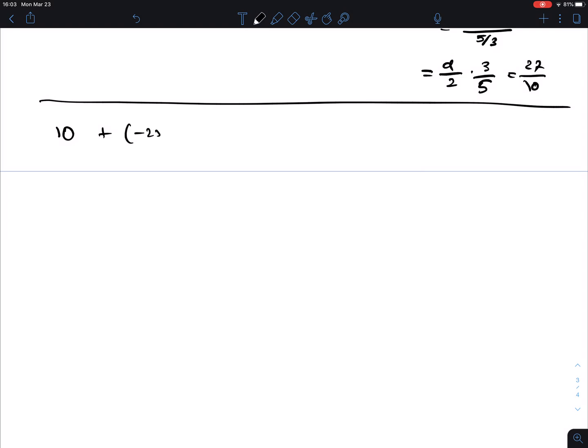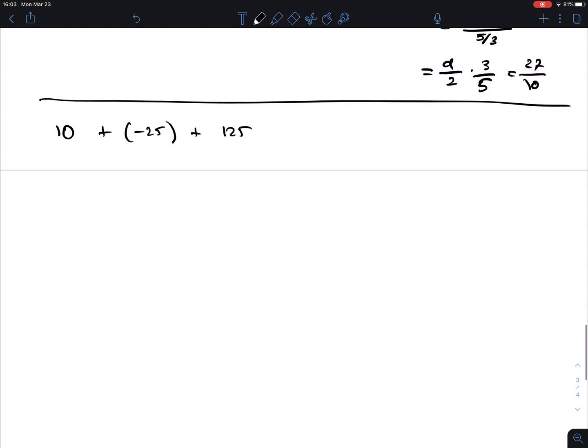Plus minus 25 plus 125 over 2 plus minus 625 over 4 and so on. Let's see what we have here. Again, I'm claiming, and this is something you have to just take on faith, that this is a geometric series. And so we can now write down what A is, and the main question is what is R.